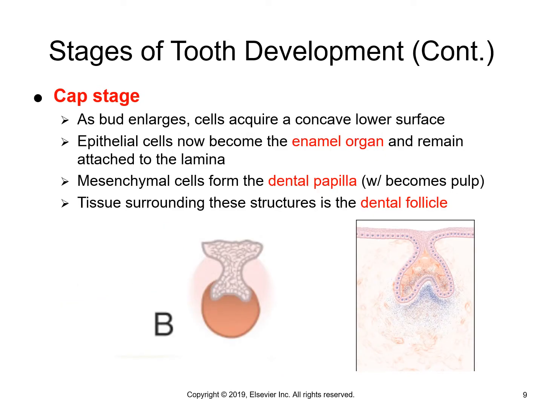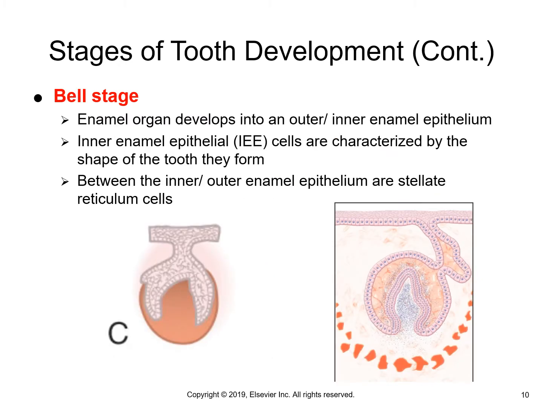After the bud stage, we go to the cap stage. So the bud enlarges and cells acquire a concave lower surface. These epithelial cells now become the enamel organ and remain attached to the lamina. The mesenchymal cells are forming, and they will form the dental papilla, which will later become the pulp. And the tissue surrounding these structures is known as the dental follicle.